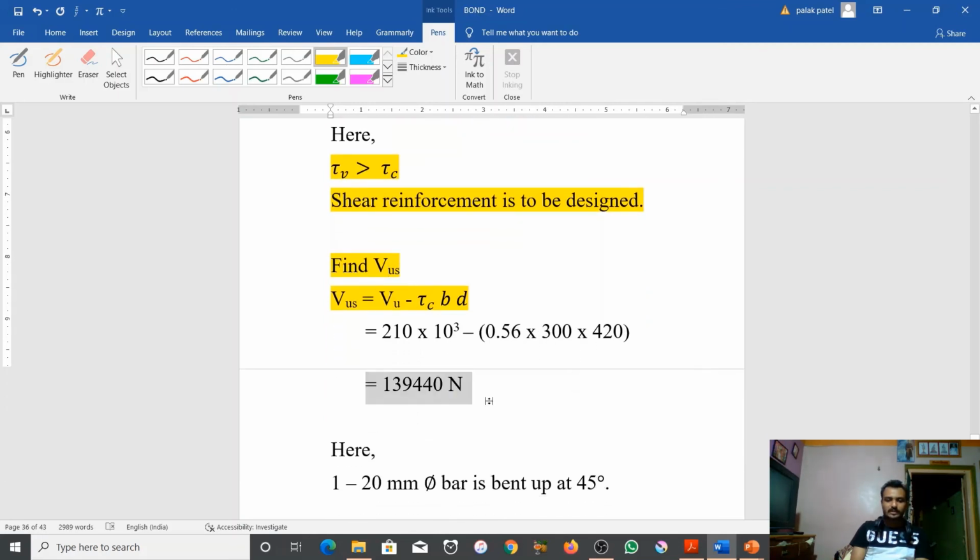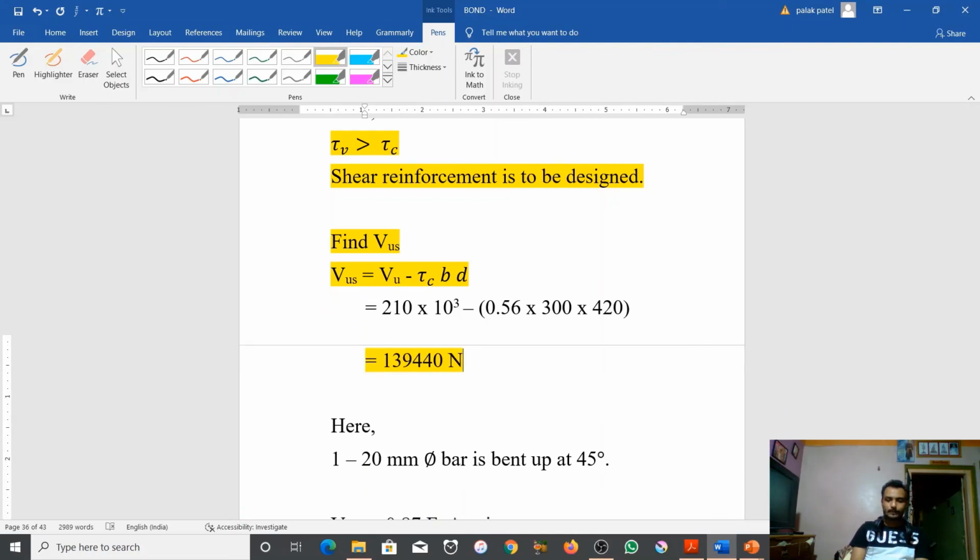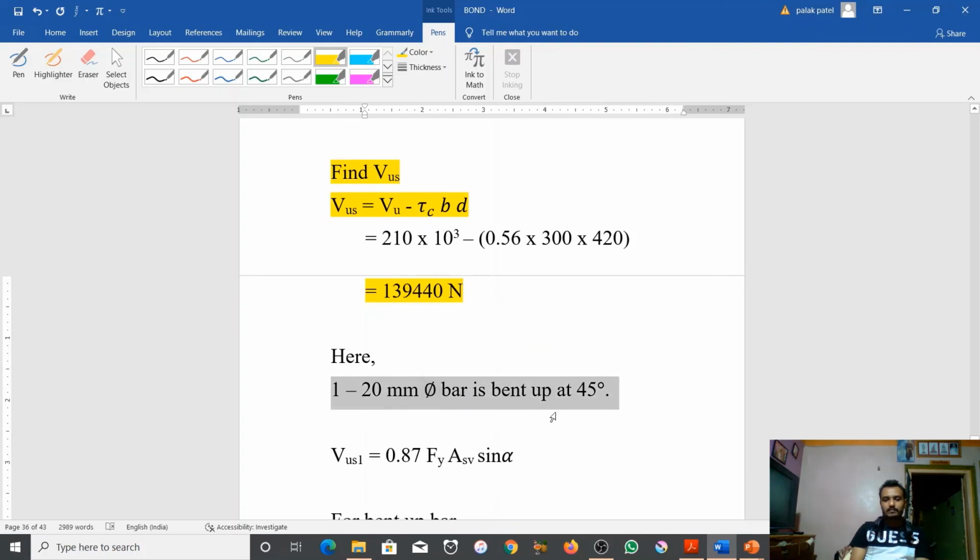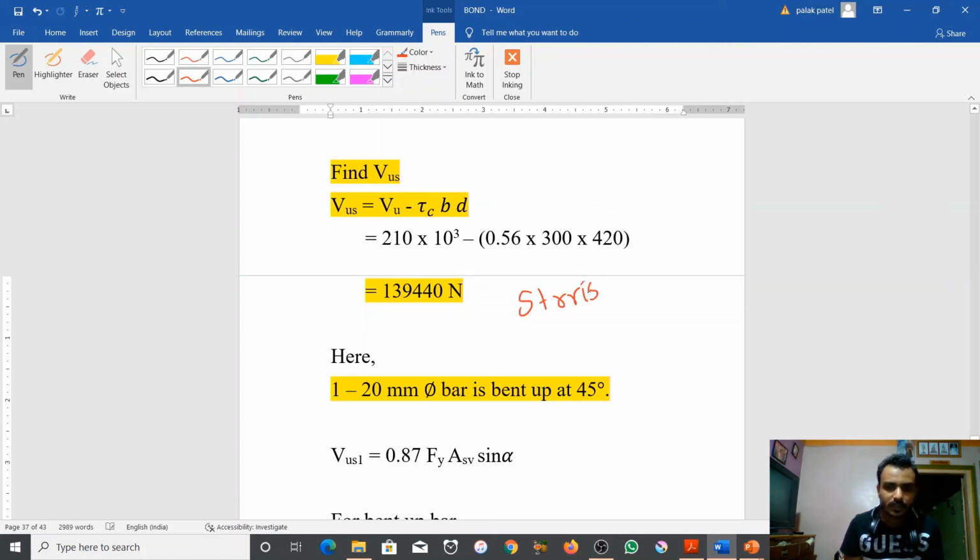So Vus is 139,440 Newton. Okay, and here we have one bar bent up at 45 degree. So this shear force, 139,440 Newton, can be resisted by this bent up. So you can see, as we discussed earlier, your shear force can be resisted by stirrups as well as bent up bar.